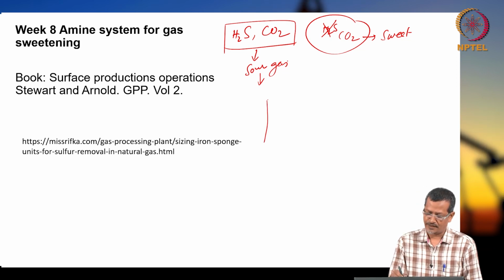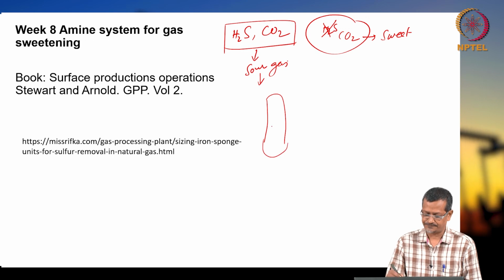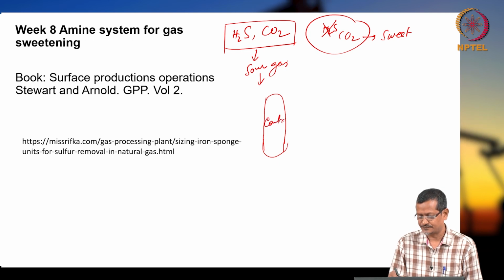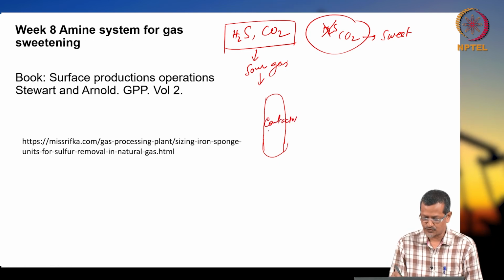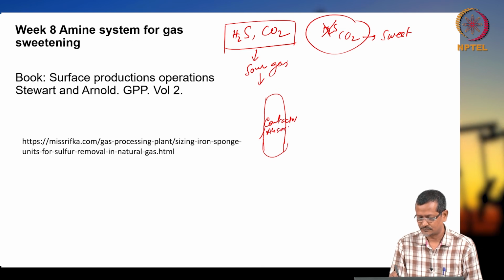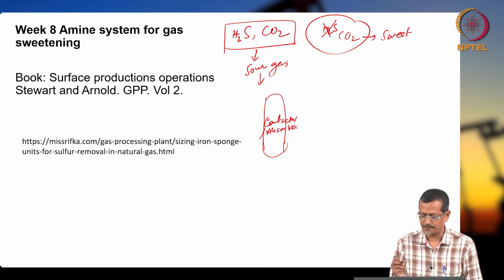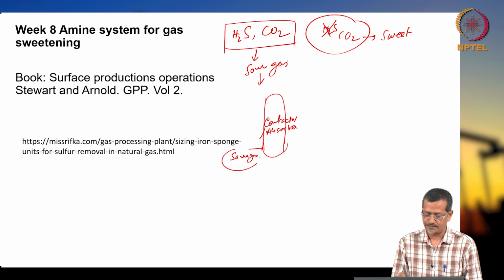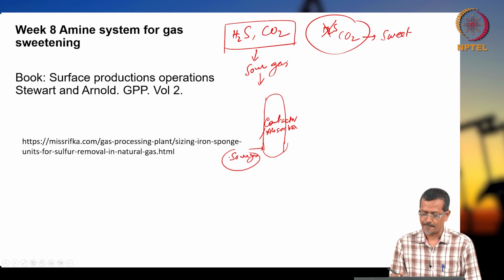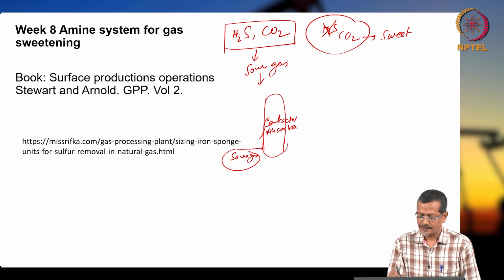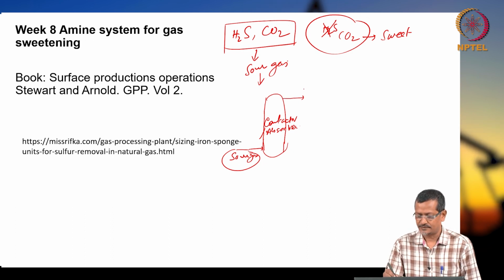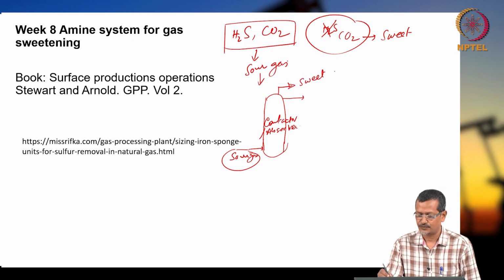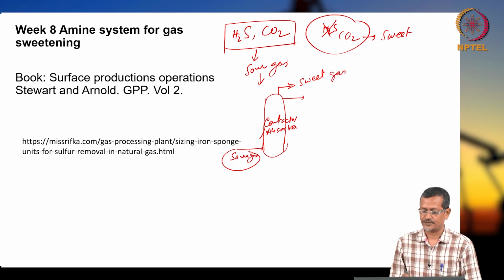So you have one contactor column or reboiler column, I will draw a straight line actually. This contactor column is also called the absorber column. So what happens, you give sour gas mixed with your actual natural gas. The sour gas entry is here, then the lean gas or sweet gas will be going out from the top.